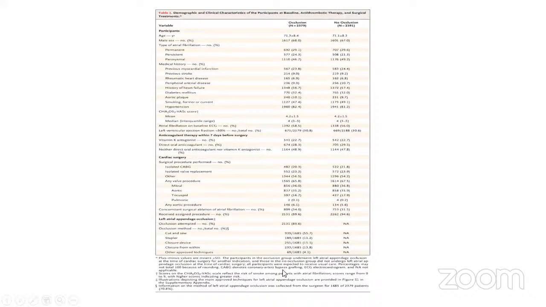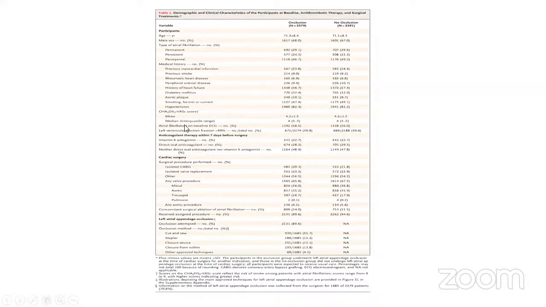These are the baseline characteristics of patients in the study. The mean age was 71, as previously mentioned. The males constituted 68% in the occlusion arm and 67% in the no occlusion arm. As previously stated, all patients had to have atrial fibrillation as a baseline. 29% in both groups had permanent atrial fibrillation, 46% in the occlusion group had paroxysmal atrial fibrillation versus 49% in the no occlusion group. The history of previous stroke was found in 9% across both arms, and 23% in the occlusion group had previous history of MI versus 24% in the no occlusion group.